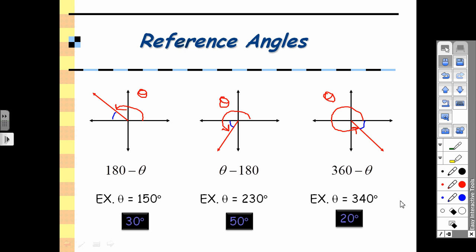Okay, so either you intellectually understand how things are moving and related to the x-axis, and you can figure it out on your own, or you need to memorize these three formulas. And of course, if it's in the first quadrant, the angle itself is the reference angle, so we don't need to worry about it. All right, now the fun part, calculator work.